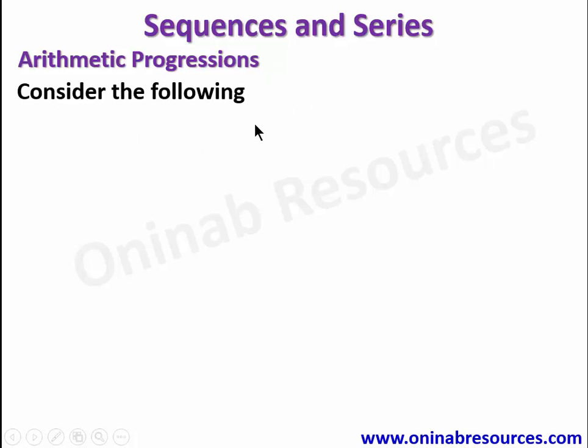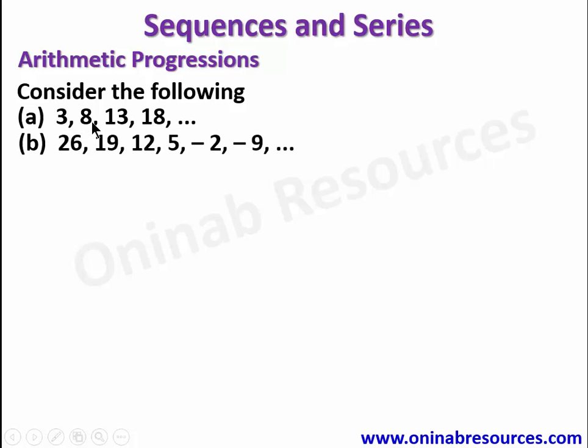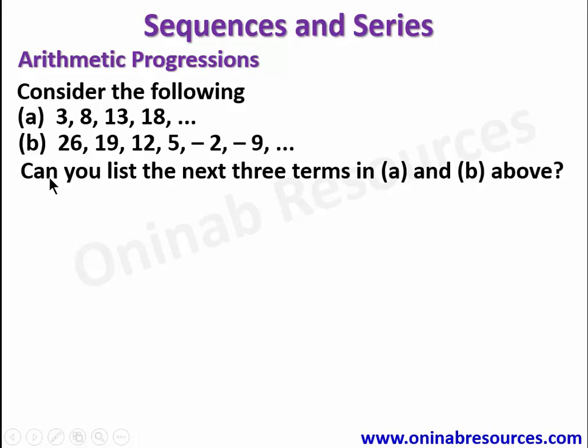Consider the following: A, 3, 8, 13, 18 and so on. B, 26, 19, 12, 5, -2, -9 and so on. These are infinite sequences since the list is endless, so it does not have an end, so we call them infinite sequences. Can you list the next three terms in A and B above? Is it possible we list them?